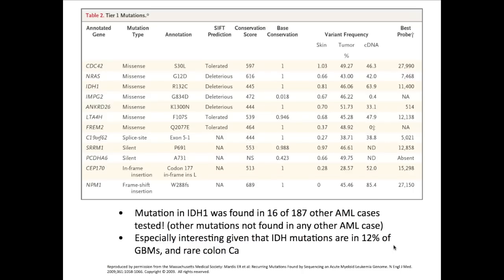In this case, they did find some recurrent mutations, so they identified with a similar filtering scheme to the one I described that there were several different mutations, but in particular this one, IDH1, or isocitrate dehydrogenase 1. They found that it was present in 16 of the 187 other AML cases that they looked at. The other ones that they identified, they didn't see in any of the other cancers they looked at. And this was very striking because that was a gene, IDH1, that had been seen in some glioblastoma multiforme brain tumors and rare cases of colon cancer.